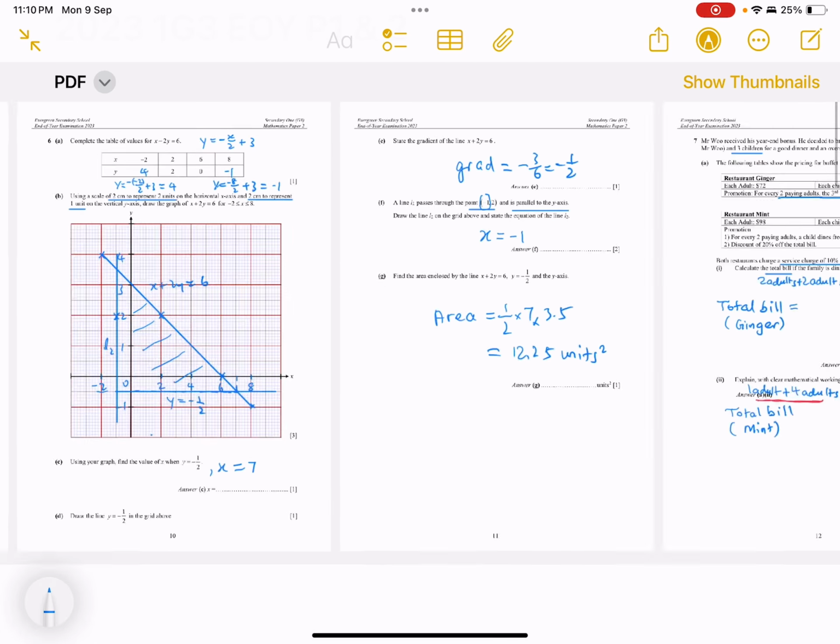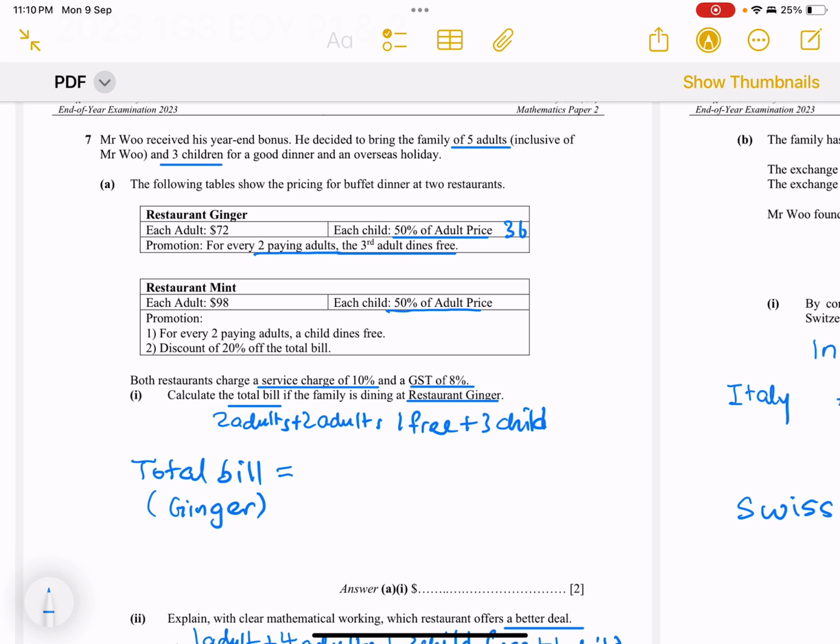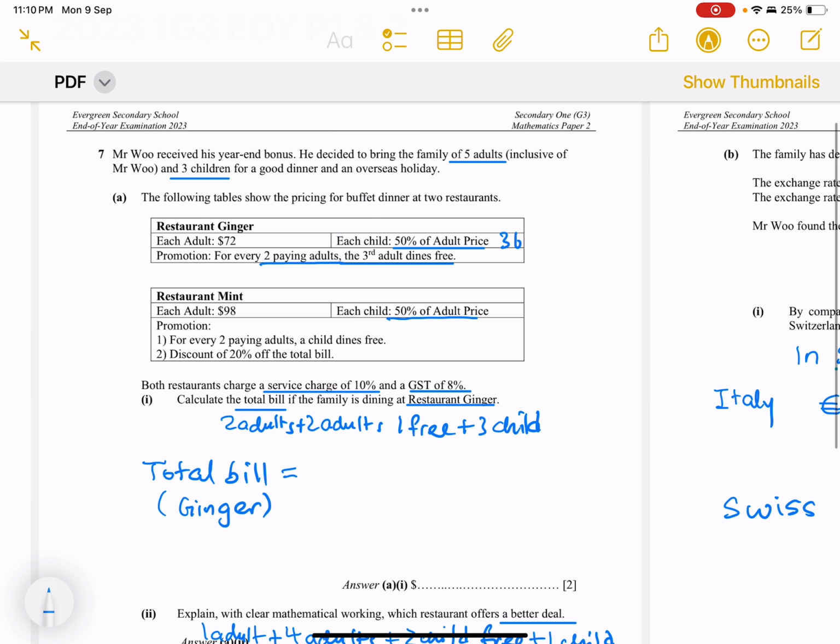Next sum. A family is going on a trip and they have 5 adults and 3 children. First they want to go for dinner, and there are 2 restaurants. One charges the adult $72 and the child is 50%. But they have a promotion: every 2 adults, you will get the third adult free. Okay, so they have 1 free meal for the adult.